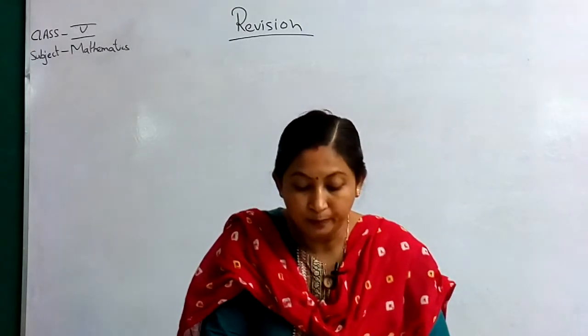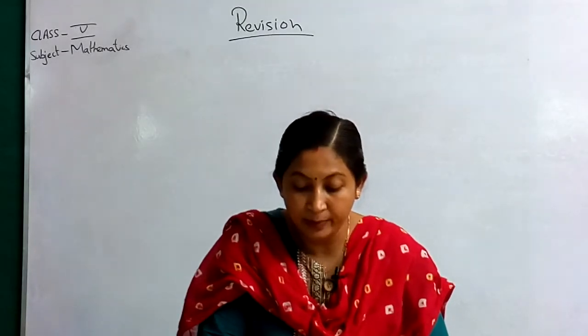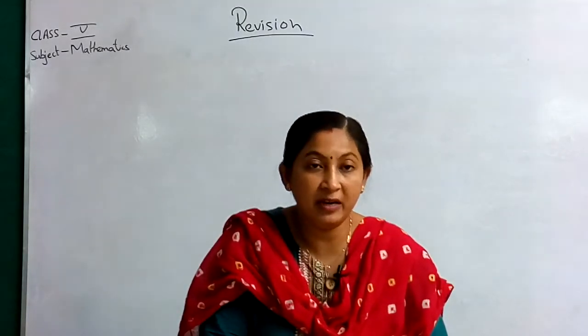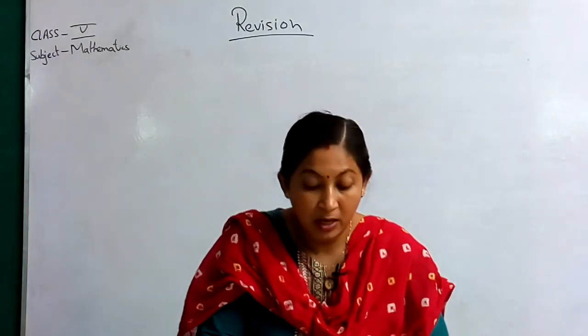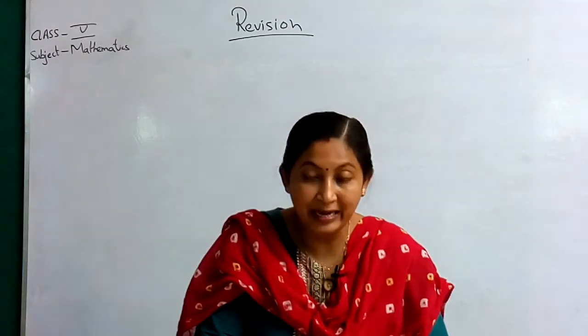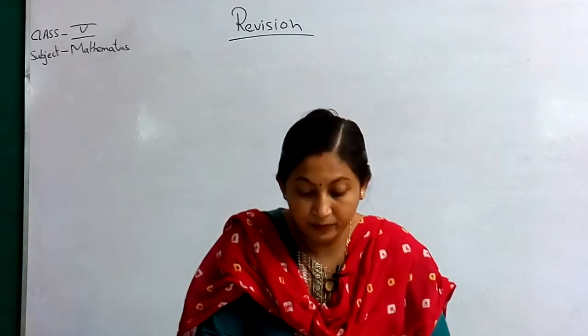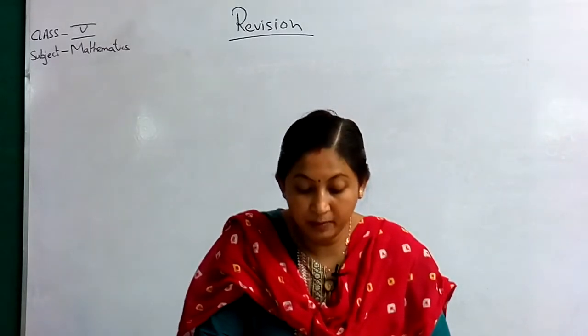Now second question. What should be added to this number to get this number? That means two numbers are given and it is asked what should you add to this so that you can get the next one. The answer will be you have to subtract. When you subtract, you will get the answer, number C. Okay, number C.